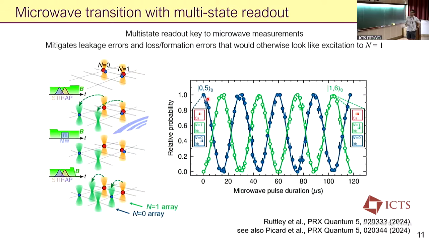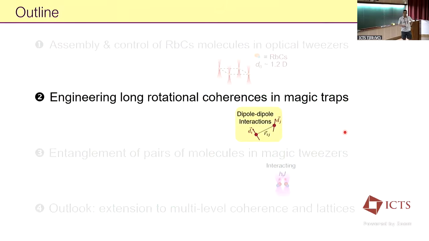So you can see here, the molecule is n equals 0, the rubidium atom appears in the n equals 0 trap, and over here, the molecule is in n equals 1, and the rubidium atom is detected somewhere else. And this mitigates a lot of errors that otherwise would contaminate the measurement. Okay, so that's the tweezer platform and how we can control and manipulate individual molecules.